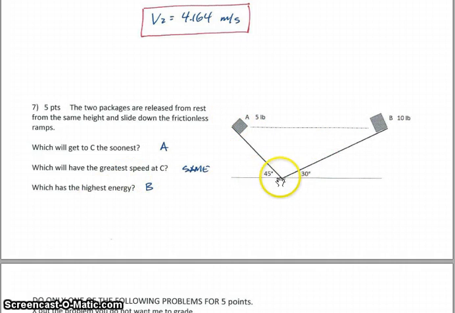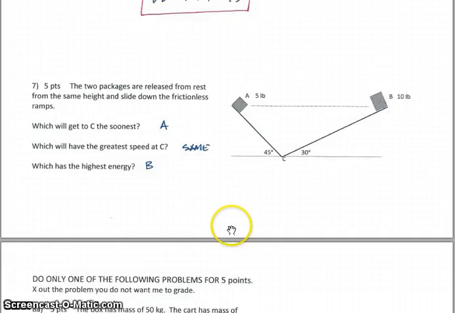But the energy is determined by how much energy it has at the bottom, which is 1/2 mv squared, and clearly that one has more mass, so that has more energy.